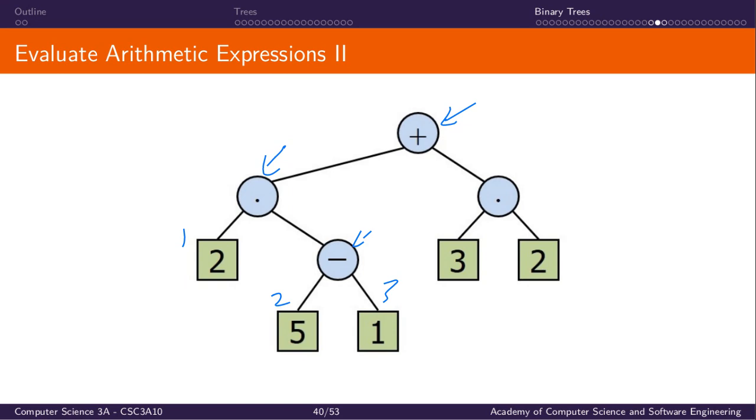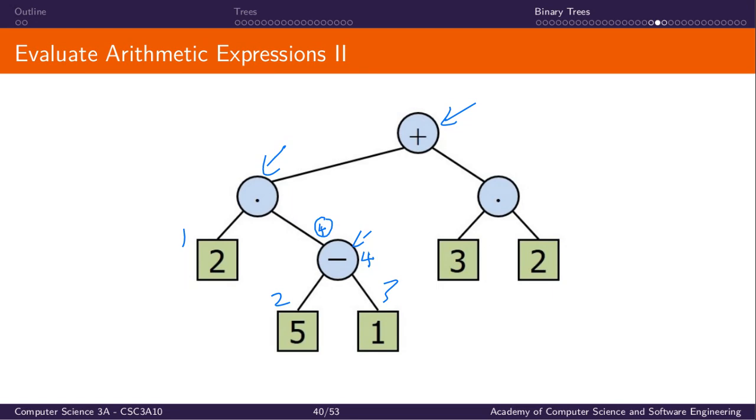So let's just write the order in which it's visited. That's the fourth one visited. It wants to take 5 minus 1. So it applies negation, that minus to, it's actually not negation, that's a unary one, but a subtraction to 5 and 1. That gives us 4. Okay, it's not the same one as that 4. Perhaps I'll put it in a circle to represent that that's the value there.